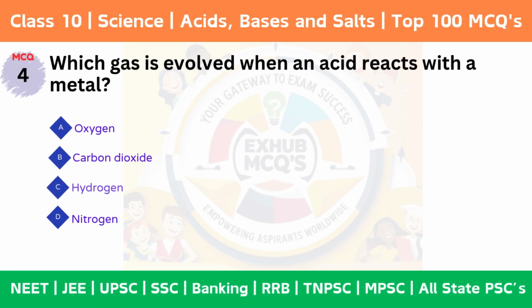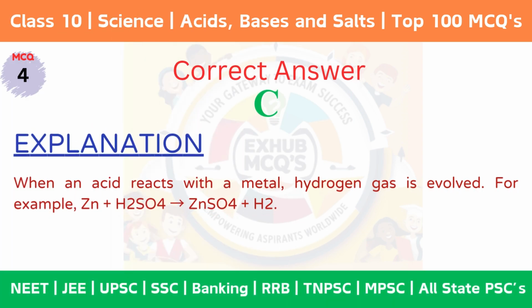MCQ 4. Which gas is evolved when an acid reacts with a metal? Option A, oxygen. Option B, carbon dioxide. Option C, hydrogen. Option D, nitrogen. The correct answer is option C, hydrogen.